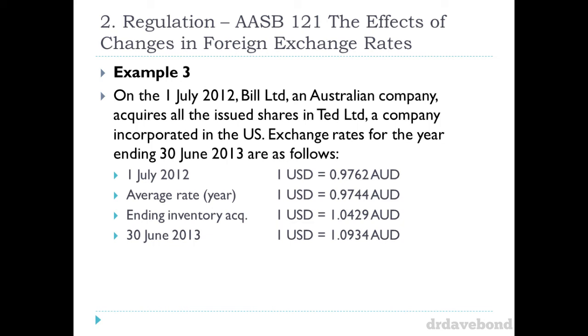Okay. So on the 1st of July 2012, Bill Limited, an Australian company, acquires all the issued shares in TED Limited, a company incorporated in the US. Exchange rates for the year ending 30th of June 2013 are as follows. We've got the start, we've got the end, we've got the average rate per year, and we've got the ending inventory acquired point.